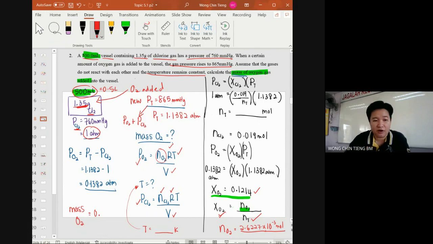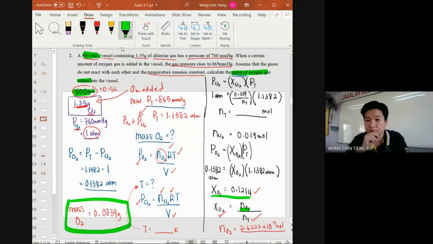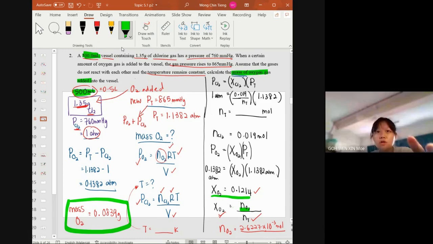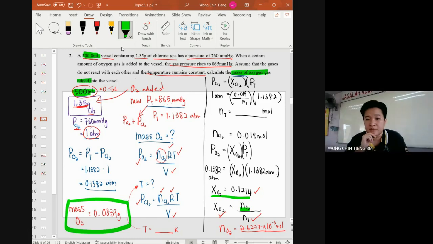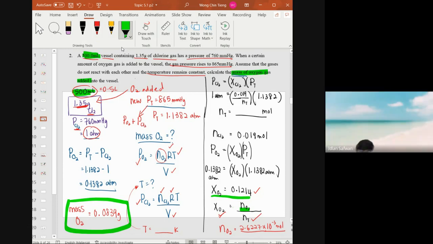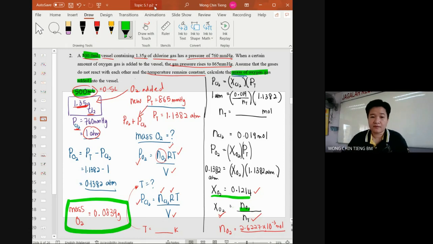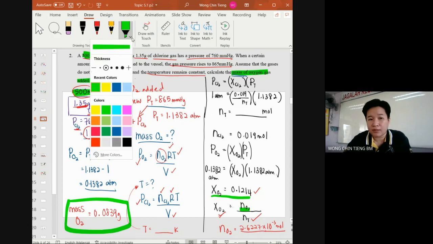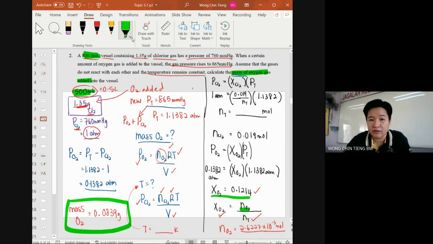Okay? And I think the mass of oxygen gas that I calculated is 0.0839 gram. Betul ke salah? Ke saya salah? Betul. Sama. Betul Miss. Okay. Thank you, Safan. Okay. So, both method will be fine. Anyone that cross your mind will do. Okay. Boleh guna formula mole fraction. Boleh guna formula PV nRT.